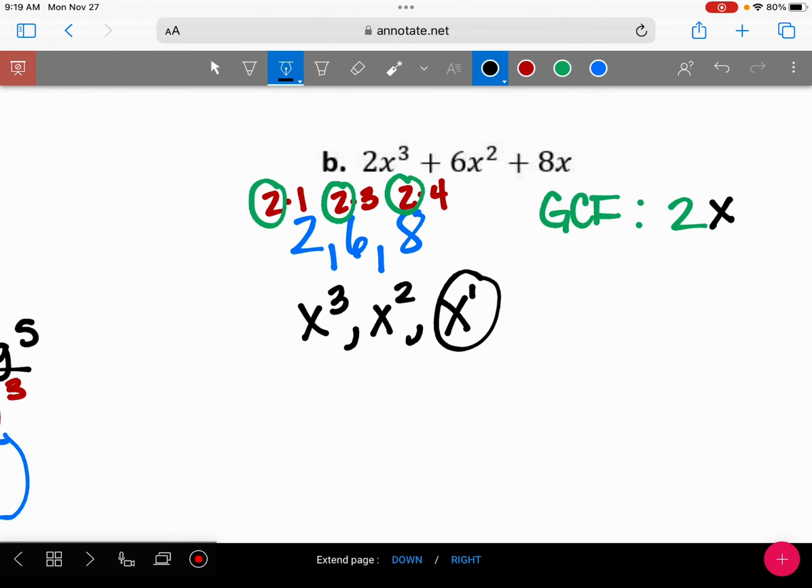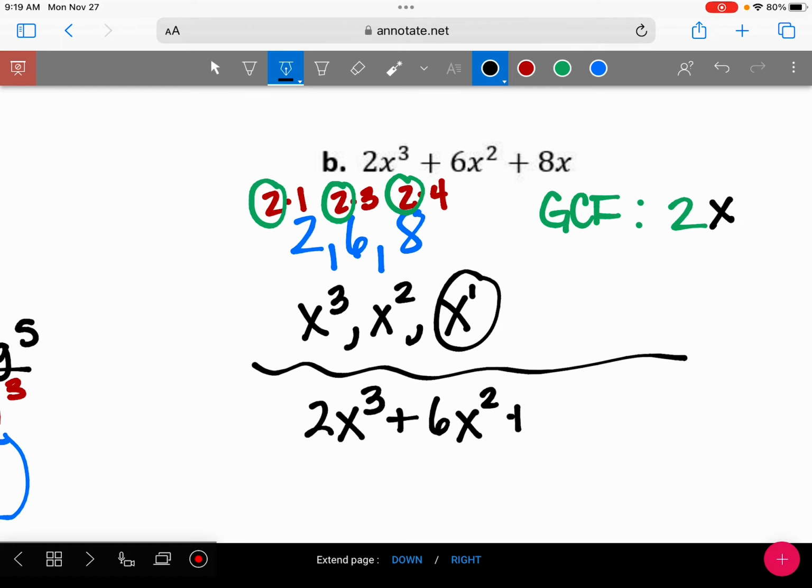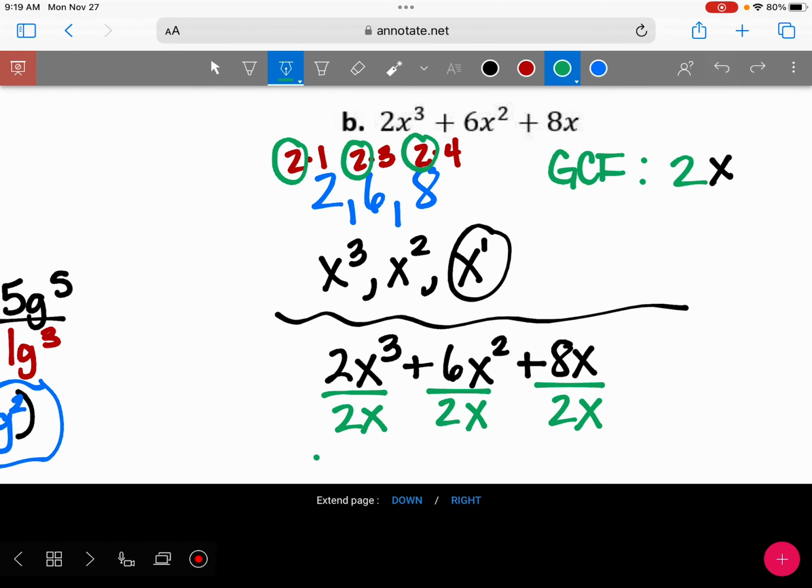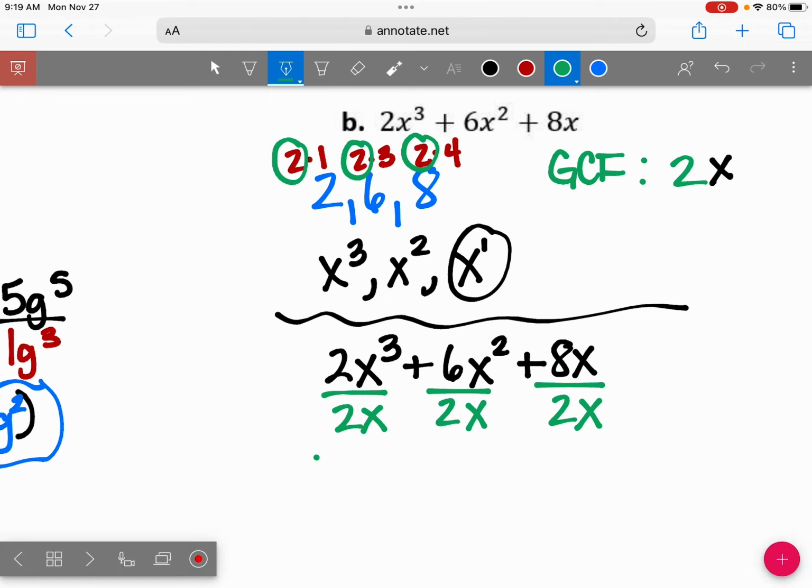So what I want you to do now is take that 2x cubed plus 6x squared plus 8x. Go ahead and divide them all by 2x. So you're going to have 2x on the outside. And then tell me what you have on the inside. There should be a trinomial left inside. You're dividing the numbers and subtracting the exponents.